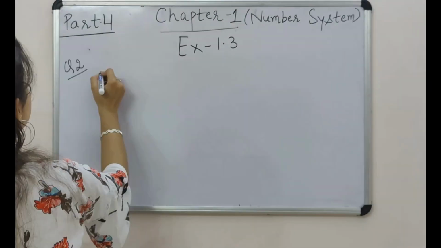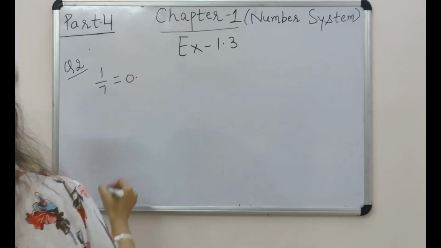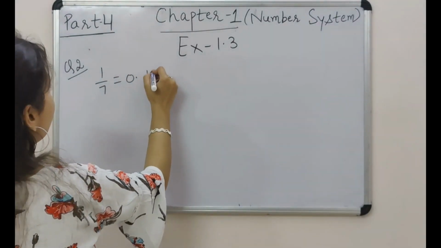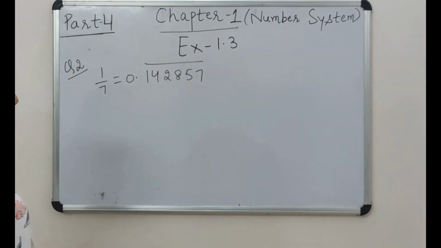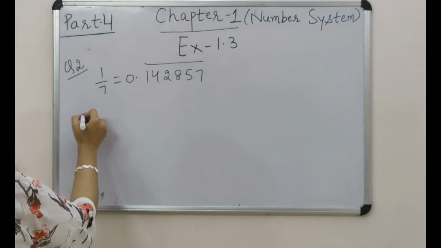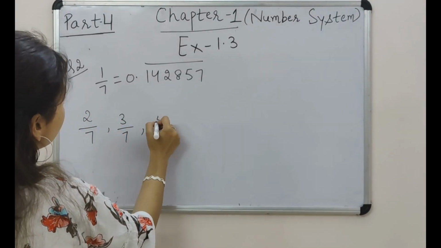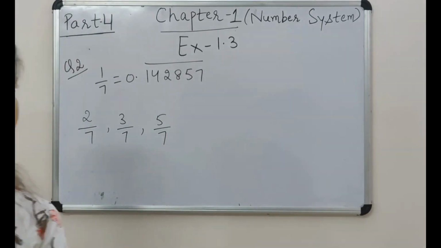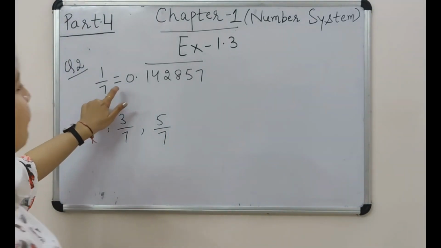Let's check question number 2. You have the decimal expansion of 1 by 7, which equals 0.142857 with a bar over it. Can you predict the decimal expansion of the following values, 2 by 7 and 3 by 7, without doing the actual long division? Friends, it's very easy if you observe it carefully.